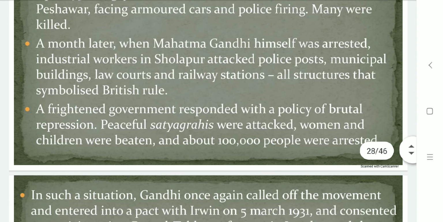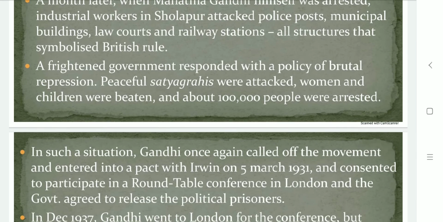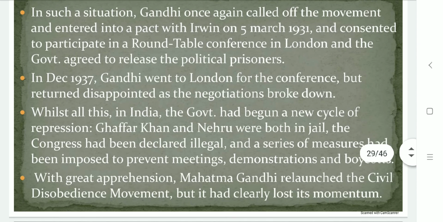A frightened government responded with a policy of brutal repression. Peaceful satyagrahis were attacked and women and children were beaten and many people were arrested. In such a situation, Gandhiji once again called off the civil disobedience movement and he entered into a pact with Irwin on 5th March 1931 and consented, means apni razamandi de di, to participate in second roundtable conference in London, and the government agreed to release the political prisoners.